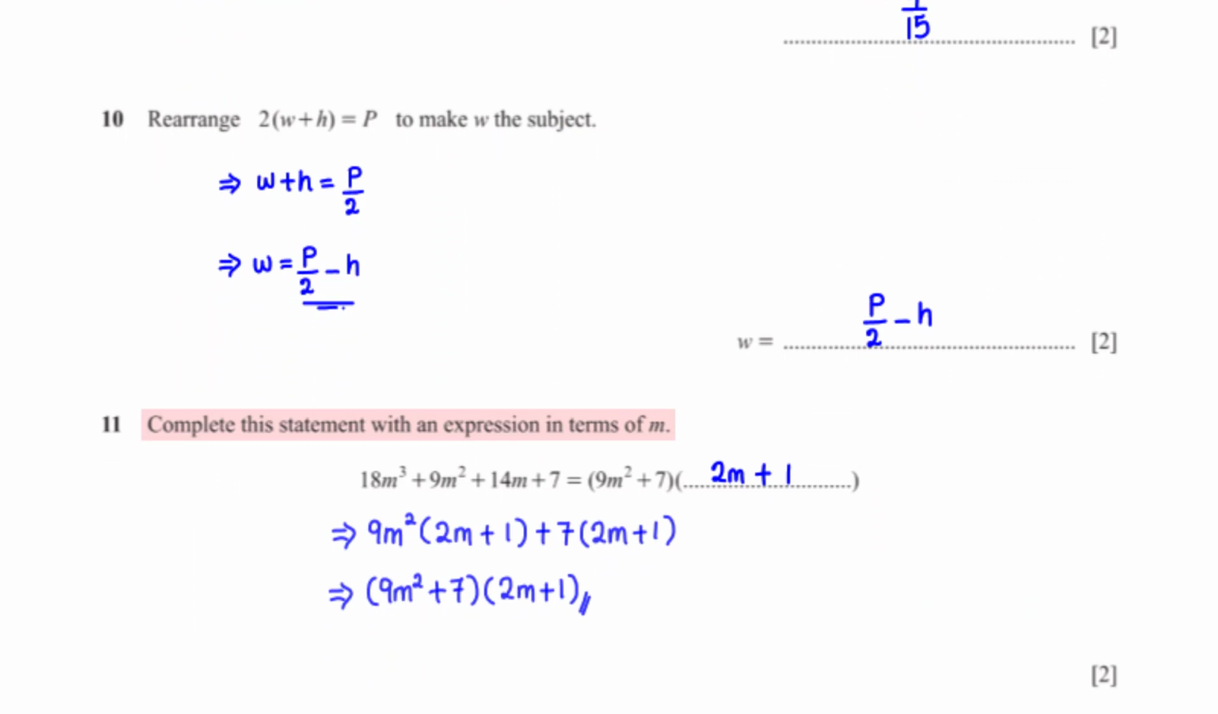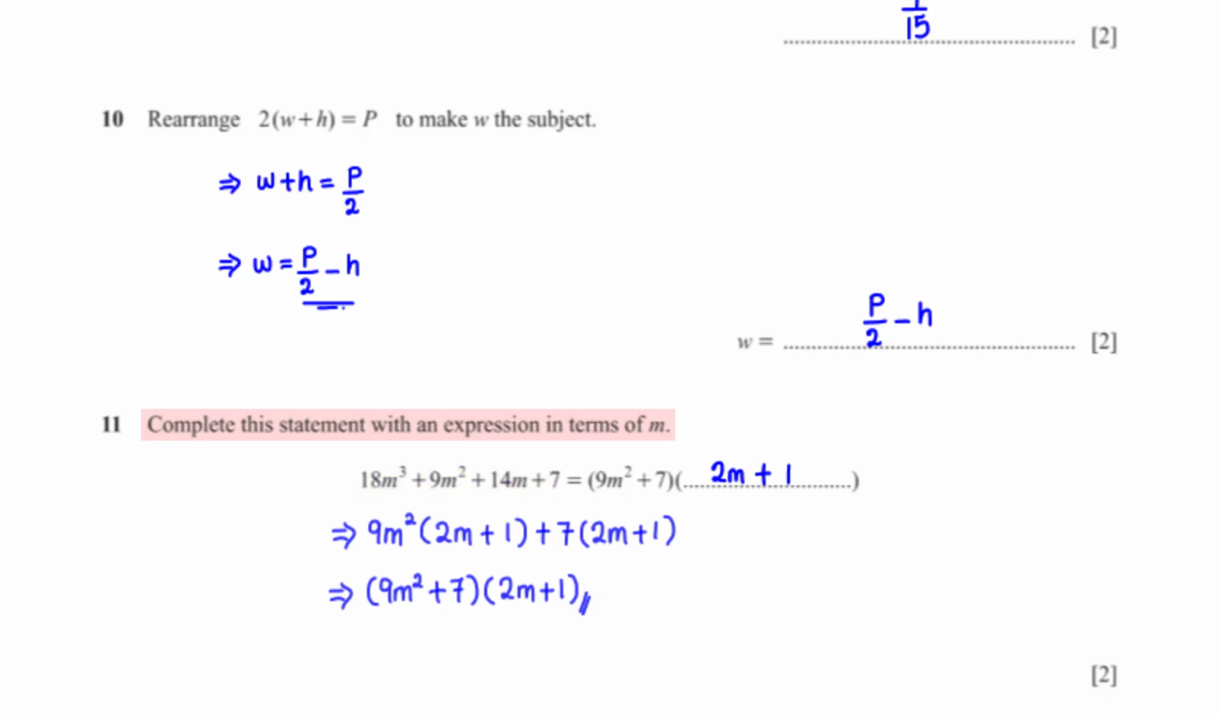Complete this statement with an expression in terms of m. Let's look at the expression on the left-hand side. The first two terms have a common factor of 9m squared. When we factor that out, we are left with 2m plus 1. The final two terms have a common factor of 7. When we factor that out, we are left with 2m plus 1. We can rewrite this as 9m squared plus 7 times 2m plus 1.